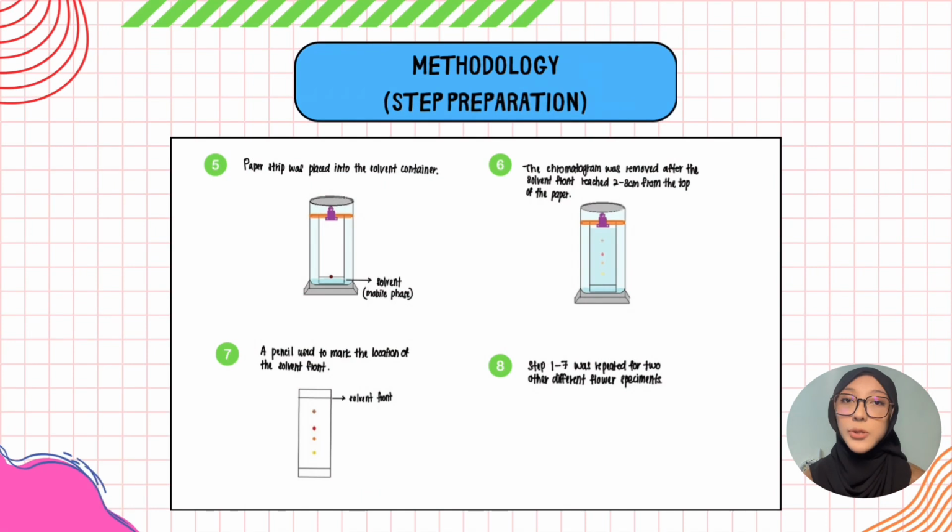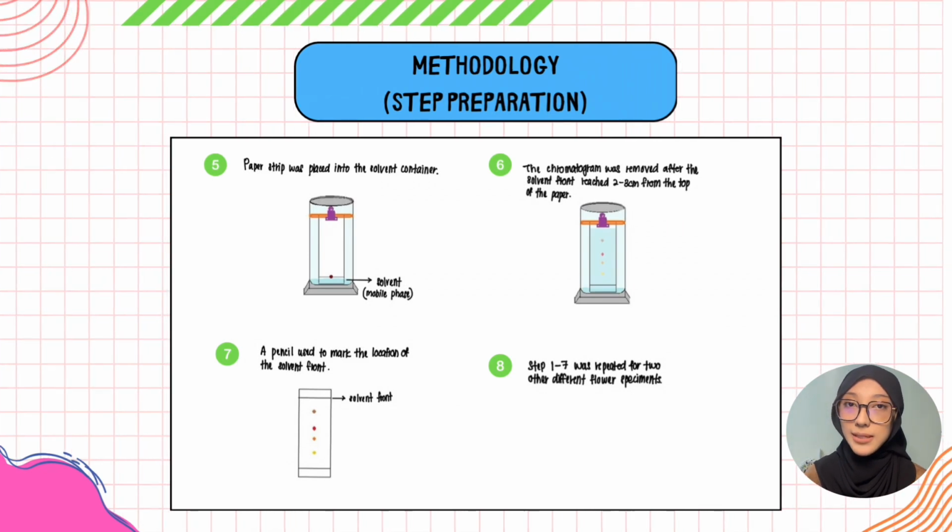Fifth step, the paper strip was placed into the solvent container. Make sure the level of the solvent, which is the mobile phase, touching the paper strip was below the extract line. Sixth, the chromatogram was then removed after the solvent front reached 2 to 3 cm from the top of the paper. For the next step, a pencil is used to mark the location of the solvent front, and then it is left for a few minutes. And that's how steps 1 to 7 were repeated for 2 other different flower specimens.